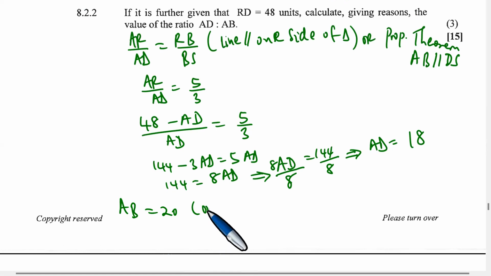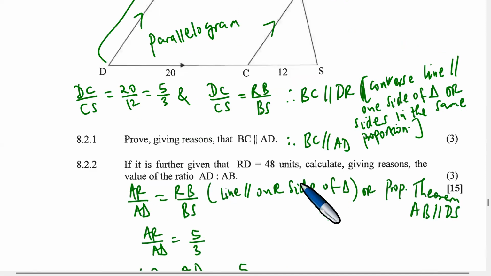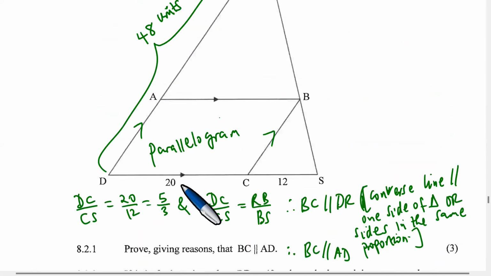Which means the opposite sides of a parallelogram are equal. If this one is 20, it means therefore that this AB is going to be 20 as well.